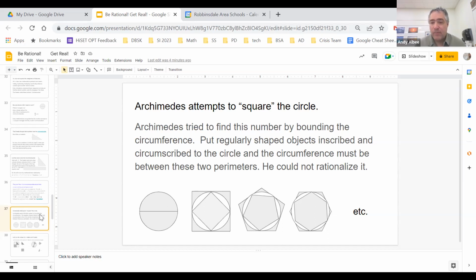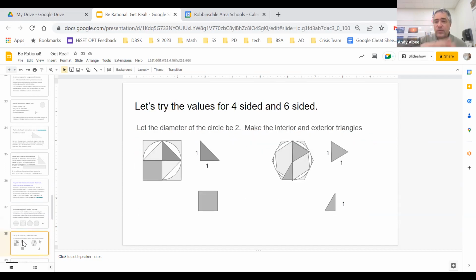I also did it with a pentagon and a hexagon. He didn't do this. He started at hexagons and started working his way up from there. And this was one where we're going to do it, but we don't quite have enough time. You can do this one on your own or take it and give it to your students. Have them try and figure out what the values are for these. We know that it's got to be bigger than the square on the inside, but smaller than the square on the outside, or bigger than the hexagon on the inside and smaller than the hexagon on the outside.